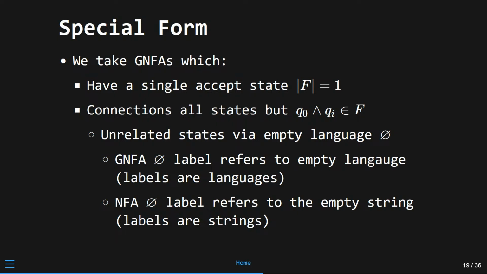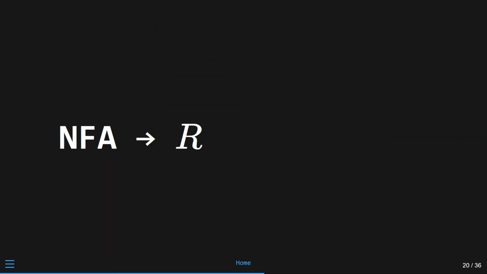Right. It is important to specify: in a GNFA, if there's not a label there, that refers to the empty language, whereas in an NFA, if there's not a label there, that refers to the empty string. This is ludicrously confusing. I don't know a way to make that easier, but just be aware. GNFA is the empty language. NFA is the empty string.